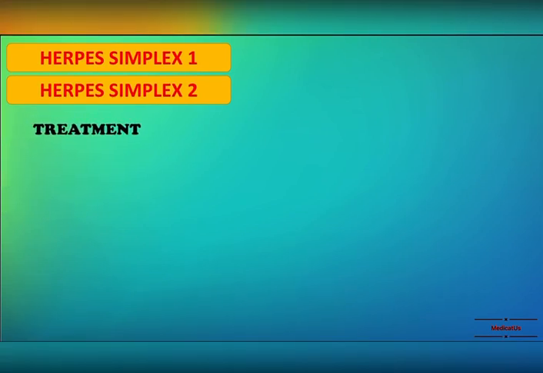Now the last thing to discuss is treatment. So what will you give the patient? You will give acyclovir. But what if resistant? If resistant, then give foscarnet.